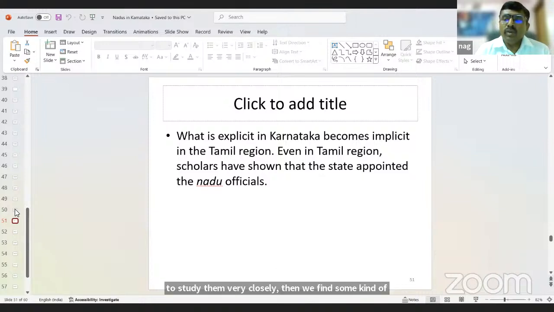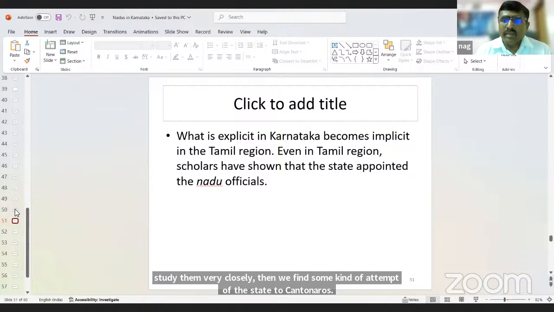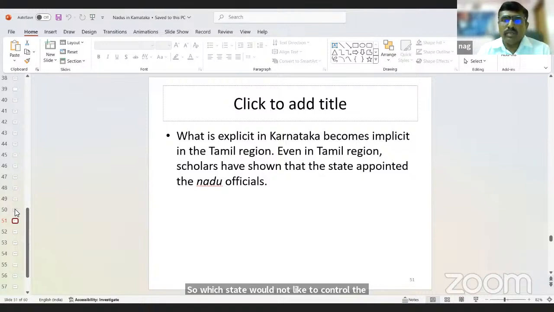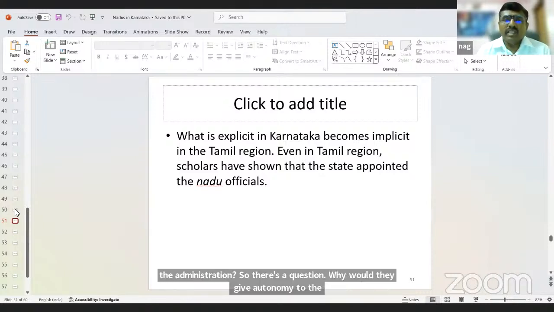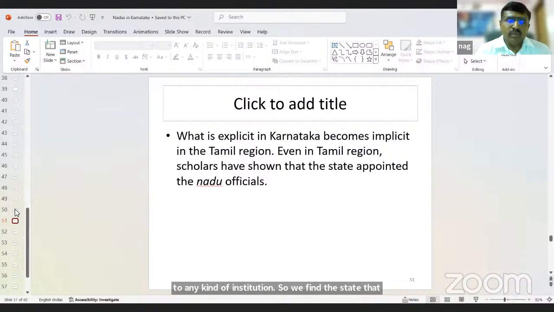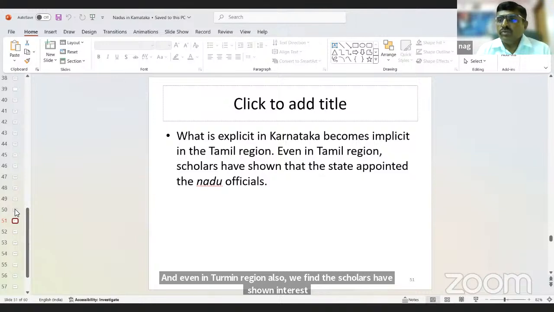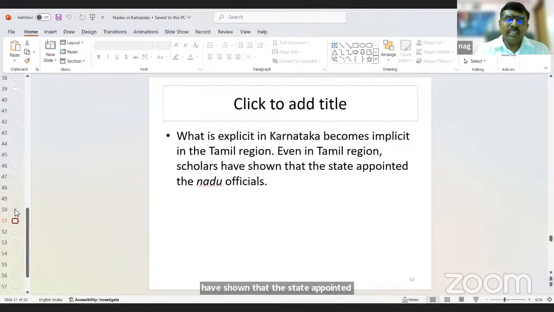Which state would not like to control the units in the administration? There is a question: why would they give autonomy to any kind of institution? We find the king always wanted to centralize administration. Even in the Tamil region, scholars have shown that the state appointed Nadu officials. As mentioned by Champakalakshmi, even the Nata position was conferred on the Natas by the kings. So we have this kind of evidence. We cannot accept that Nadus were always autonomous. At some point of time, of course, they were not autonomous.